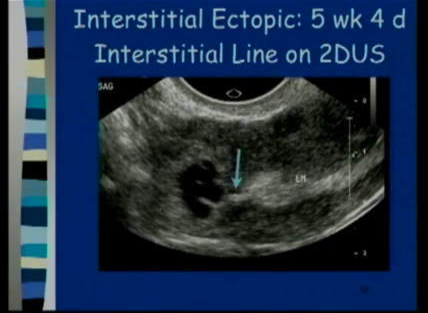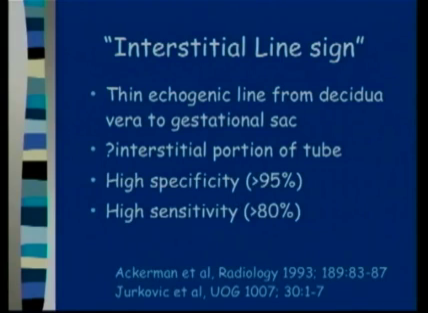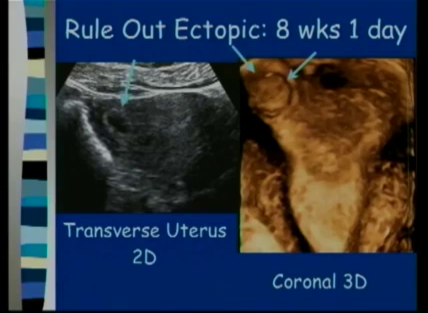The interstitial line is helpful from the endometrium over to the ectopic, and here you can see this line in this patient that was 5 weeks, 4 days. Now, the interstitial line has been written about by a couple of different authors, and it appears to be highly specific and highly sensitive. And we're hopefully looking at that little interstitial portion of the tube.